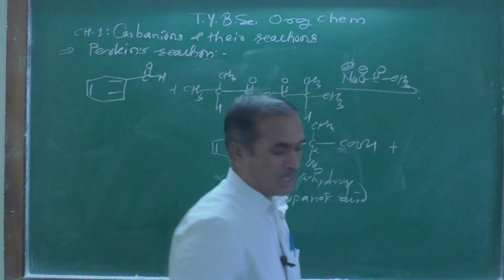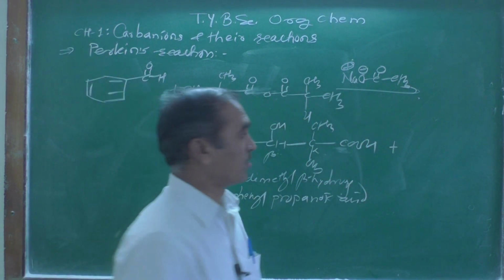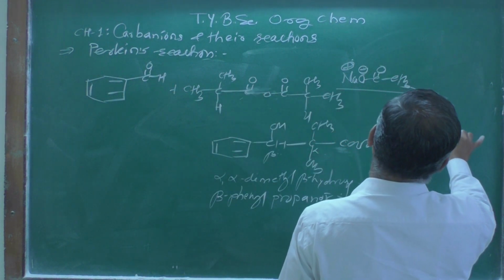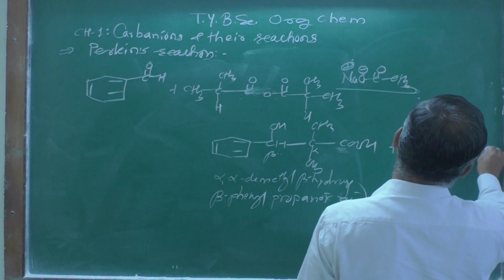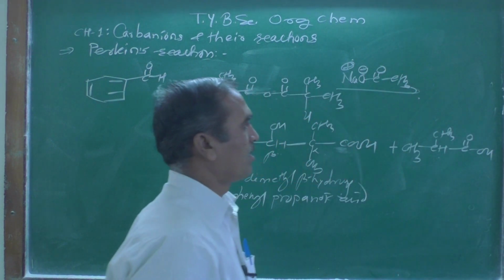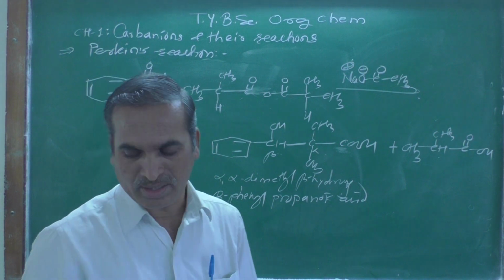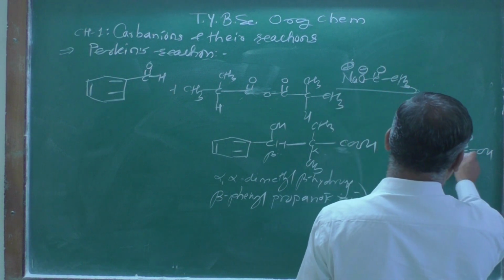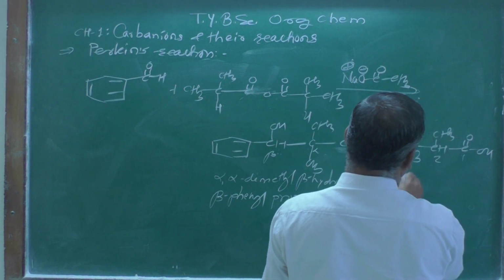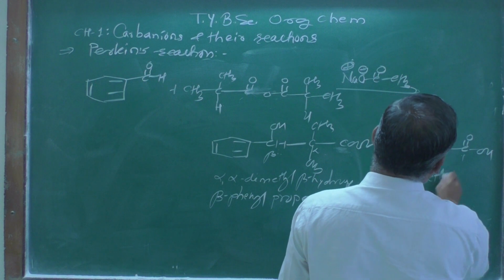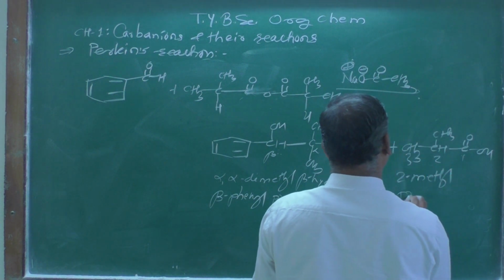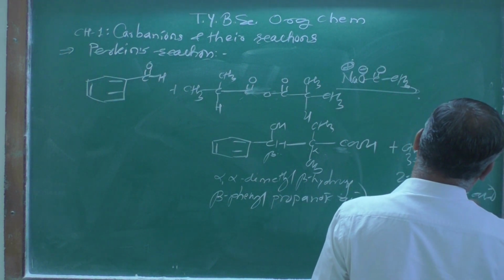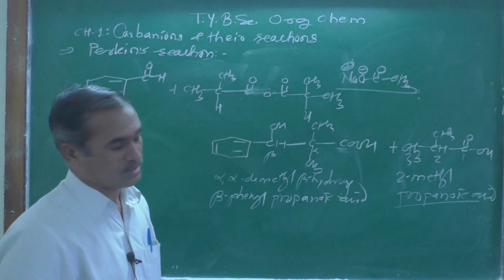And another side product is obtained over here, this one: CH3, then CH3, C double bond O, OH. This one is again alpha methyl propanoic acid, that is the product formed. So 1 2 3, or you can call it 2 methyl propanoic acid. This is a side product obtained during this reaction.